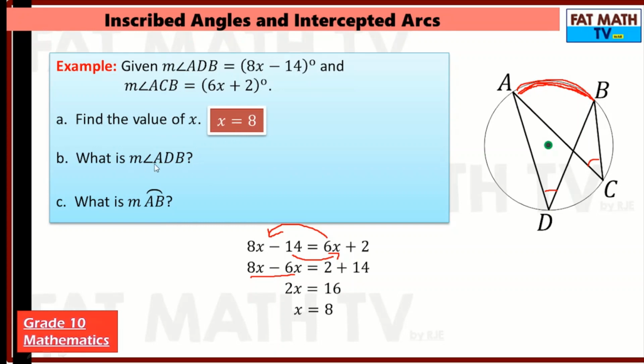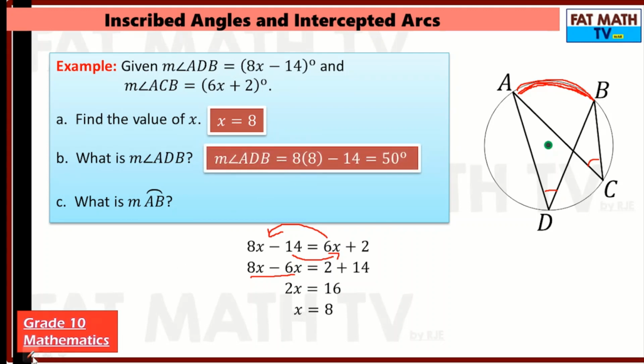So x is 8. Measure of angle ADB is 8x minus 14. So replace x with 8 in this one here. 8 times 8 minus 14. 8 times 8 is 64. And 64 minus 14 is 50. So the measure of angle ADB is 50 degrees. So this is 50 degrees. So if that is 50, ACB is also 50 since they are congruent.